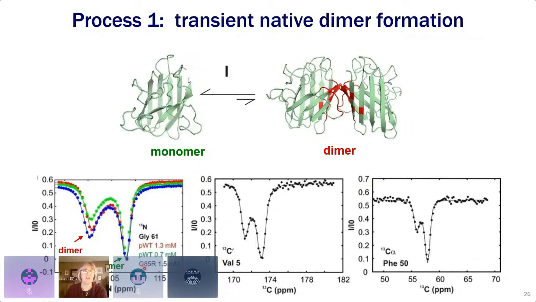So this here is a chemical exchange saturation transfer experiment, where you can see that although you might have predominantly monomer in solution, there's transient formation of a native dimer. And the way you see that is in the CEST profile: you see a dip at the chemical shift that's characteristic for the monomer, and another one at the chemical shift that's characteristic of the dimer. And this chemical shift is actually the same in the reduced apo as it is in the holoprotein. And we can look at nitrogen nuclei, carbonyl, and C alpha, and we can see what that dimer interface looks like. So it's very native-like.